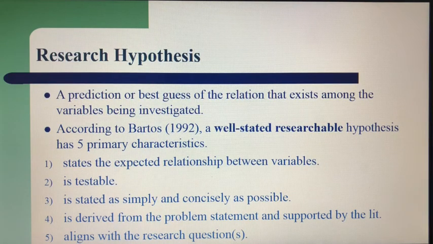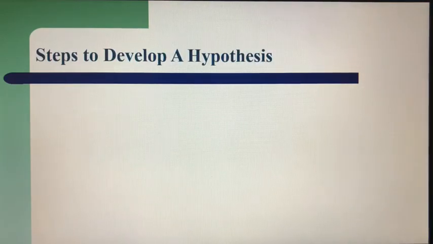It's derived from a problem statement and supported by the literature. So just like a research question, it comes straight from that problem statement, straight from that purpose statement, straight from the literature. Number 5 is that it aligns with the primary research question. So there is alignment between the research question and the hypothesis. They are almost exactly the same.